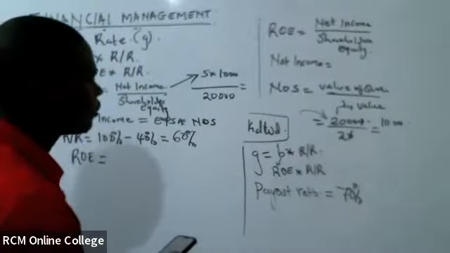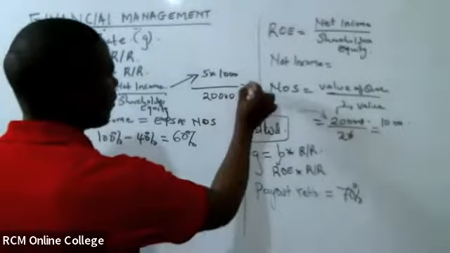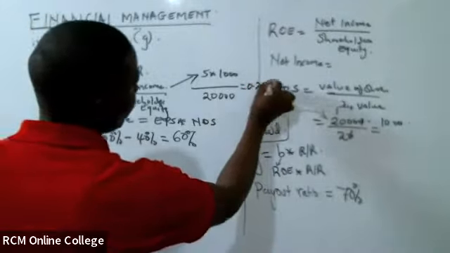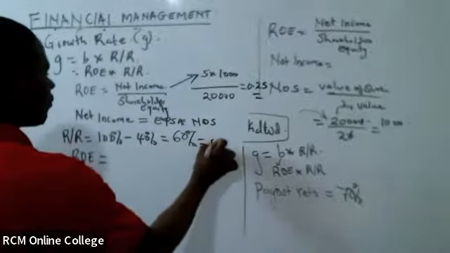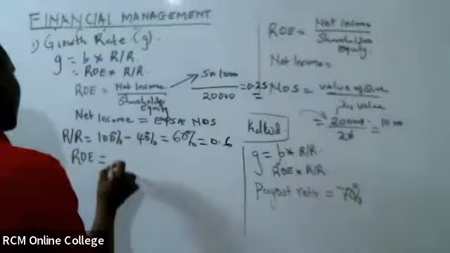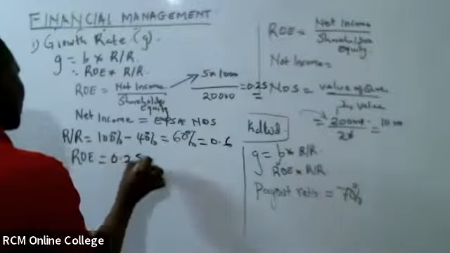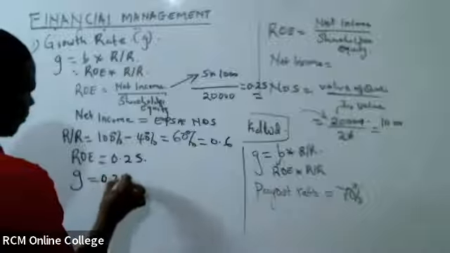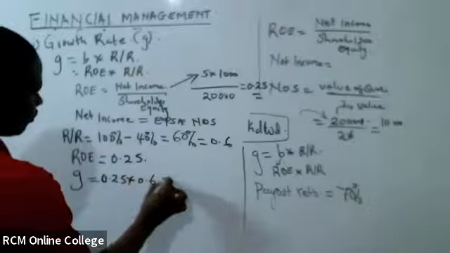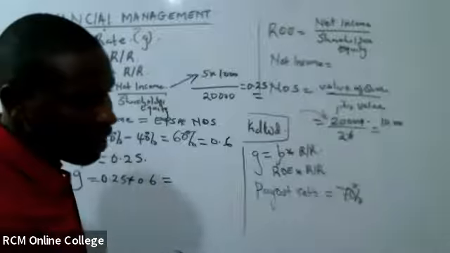So people are giving me 0.25. Now we have our ROI, and we have our retention, which is equivalent to 0.6. So our ROI is 0.25, and I can get a growth rate. The growth rate will be 0.25 times 0.6.